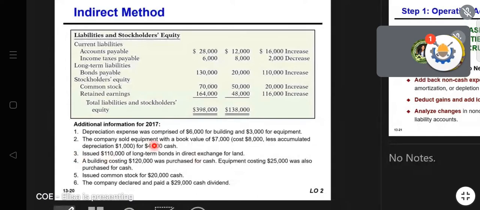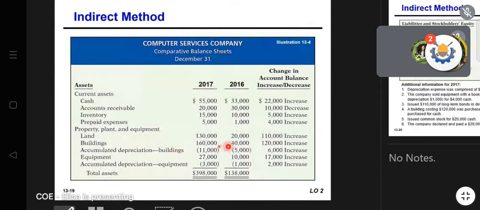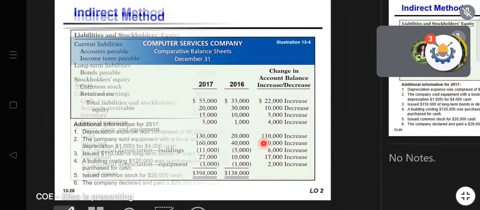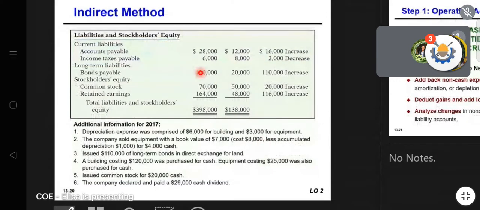So in this case here, if you notice here, diba, nag-increase, balikan natin here. Nag-increase ang atong land by 110,000. At the same time, increase po tayo ang atong bonds payable. So in this case here, wala na initially palit o land, but rather, nag-issue siya bond in exchange for land. So this will be a non-cash item somehow sa atong cash flow.